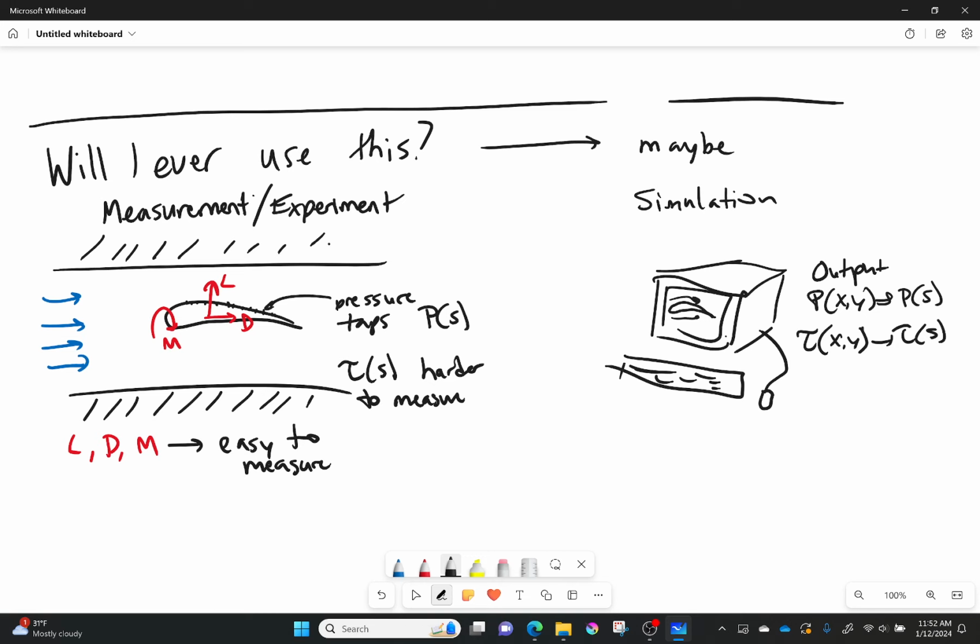So if you're on the measurement experiment side, you're not really using it. But if you are on the simulation side, you're actually going to need this because we need our earlier steps to go from my pressure distribution and shear stress distribution to lift, drag, and moment, because the computer is not going to give that directly. Experiment will.